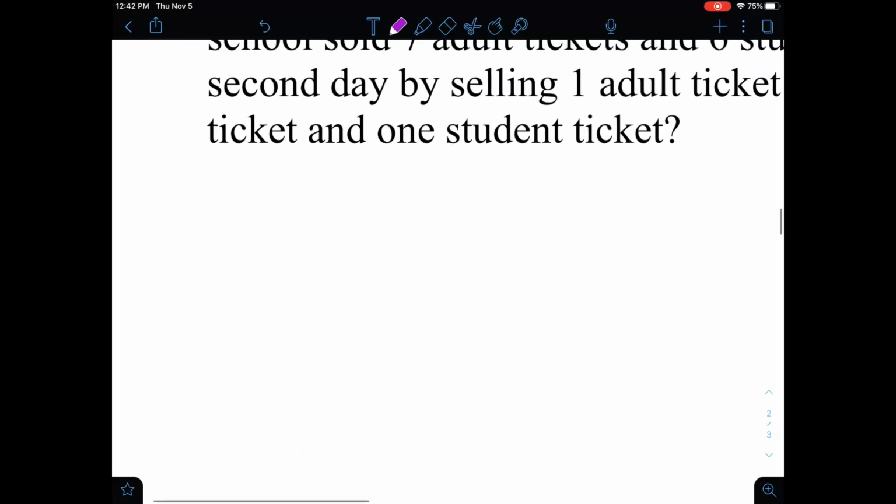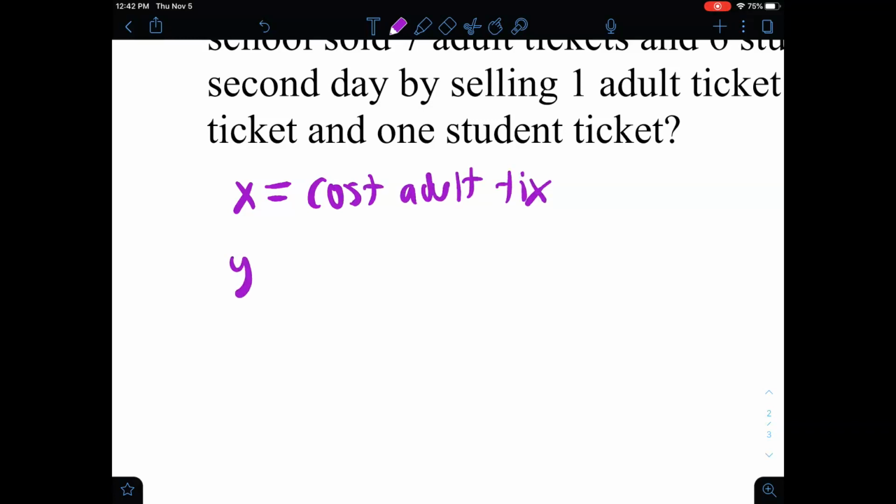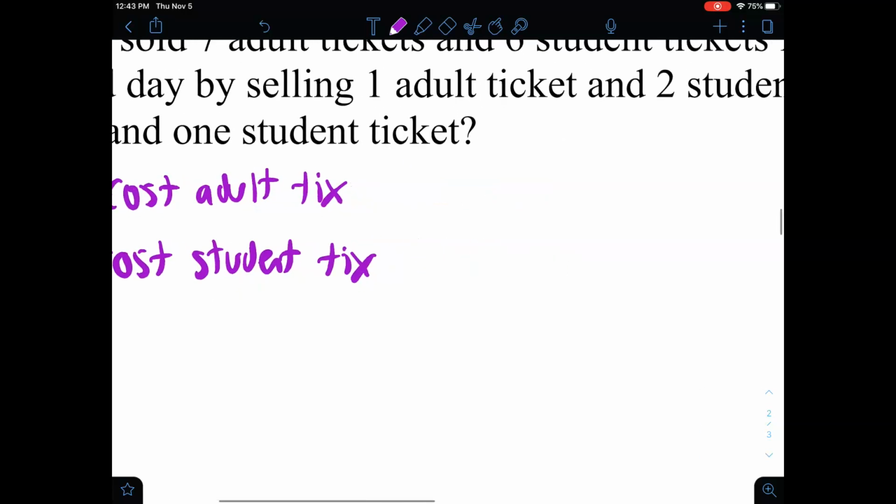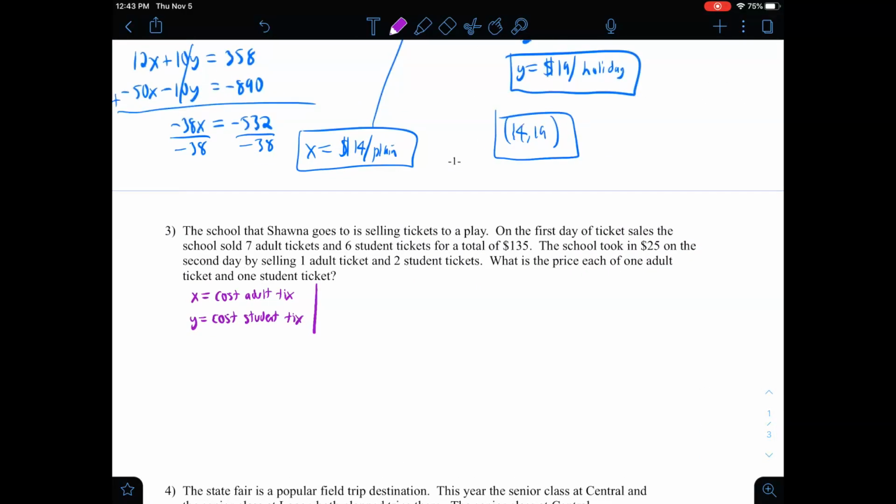All right, so again, what we're looking for is going to be our x and y. So let's call x the cost of adult tickets, and let's call y the cost of student tickets. And we need 2 equations here.